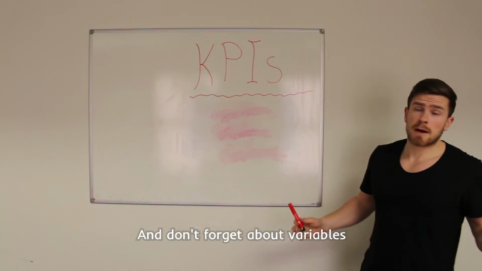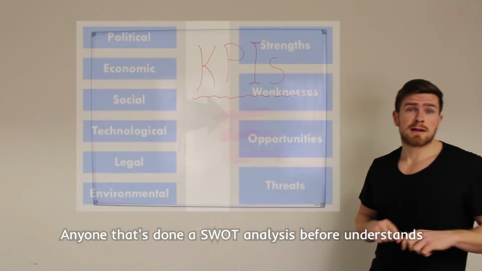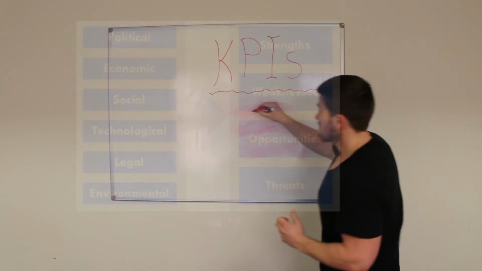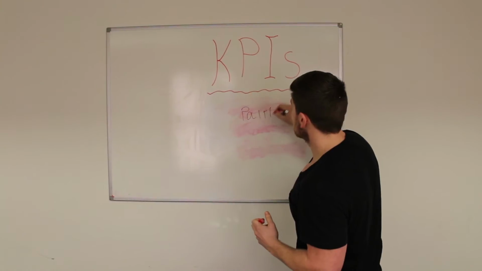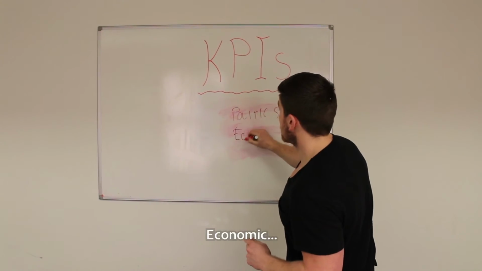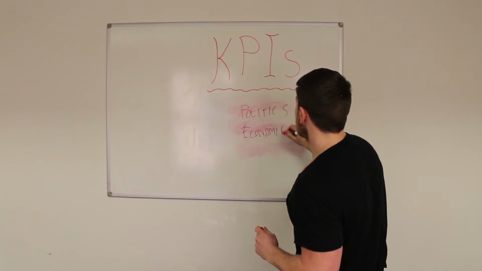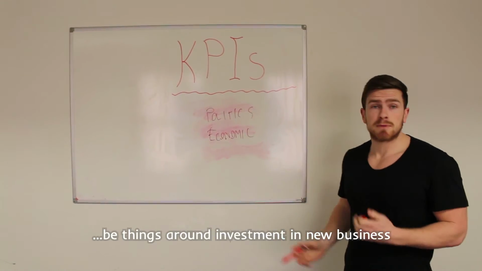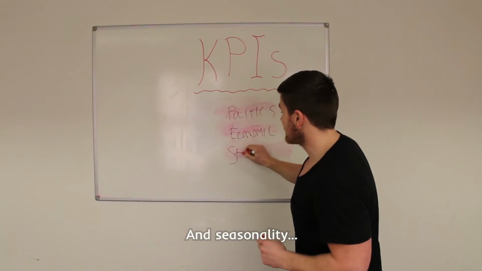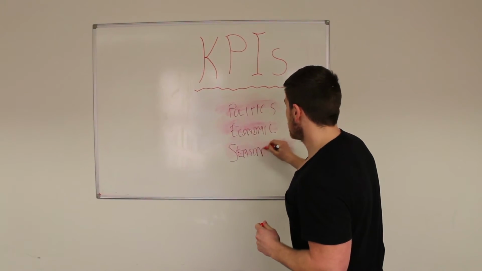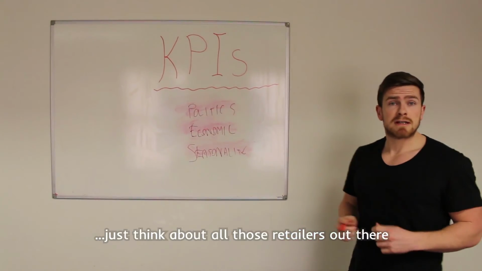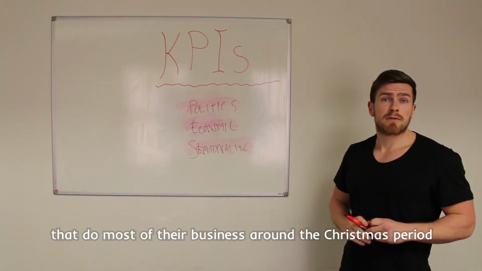And don't forget about variables. Anyone that's done a SWOT analysis before understands threats and opportunities. Things such as politics, Brexit for instance, economic factors, things around investment in new business, investment in certain sectors, and seasonality. Just think about all those retailers out there that do most of their business around the Christmas period.